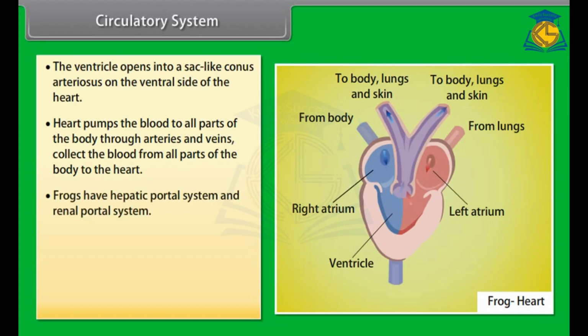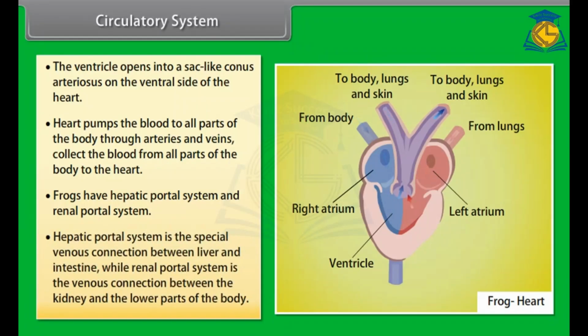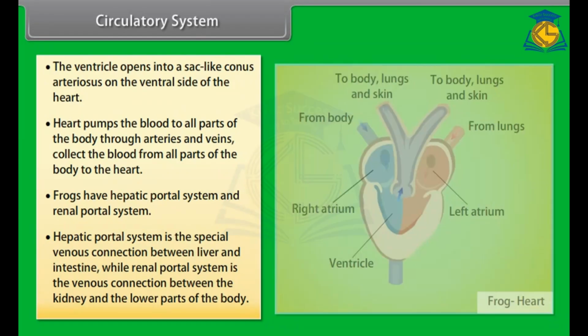Frogs have a hepatic portal system and a renal portal system. The hepatic portal system is the special venous connection between the liver and intestine, while the renal portal system is the venous connection between the kidney and the lower parts of the body.